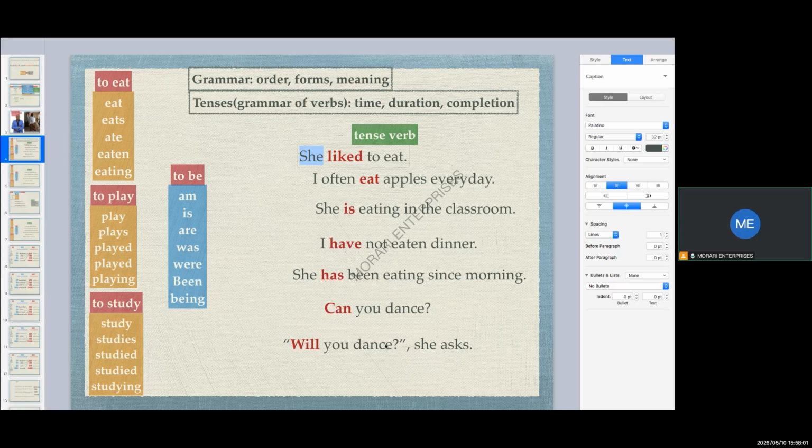If I say, will you dance? If I ask you about yesterday, I will say, did you dance? If I ask about today, I will say, do you dance? So the will change to do. The will can change to did. And if I ask you, like, oh, will you dance?